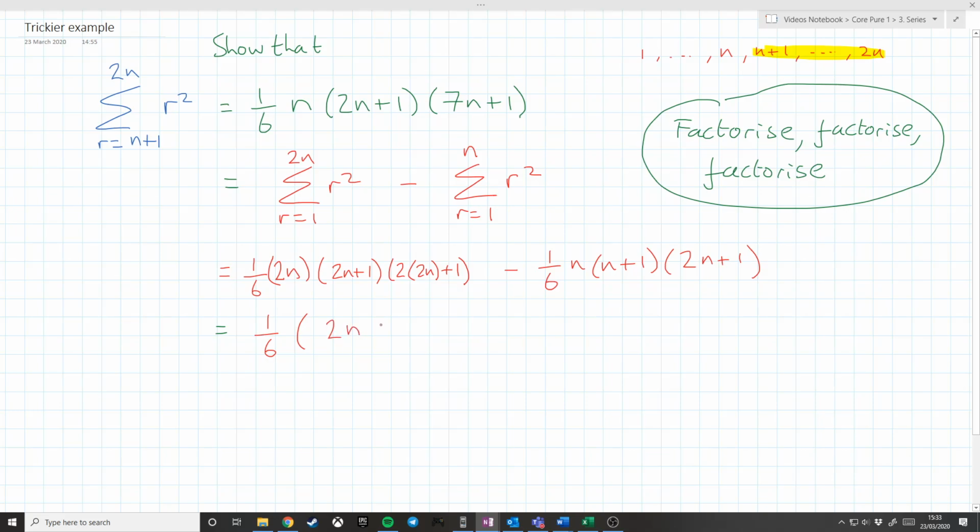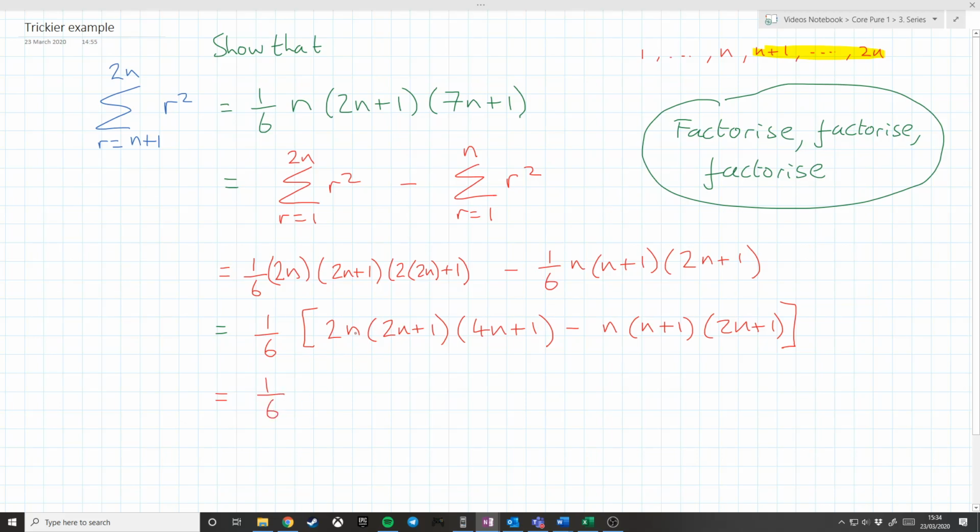And I've got 2n plus 1, and then I've got 4n plus 1. And I'm taking away, I factorize out the sixth, n plus 1, 2n plus 1. And sometimes, to make it really clear, I like to put a square bracket outside of a big factorizing that I've done.